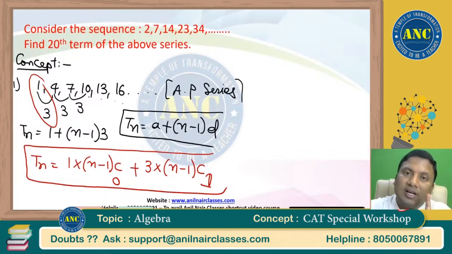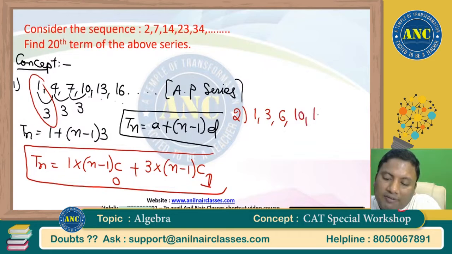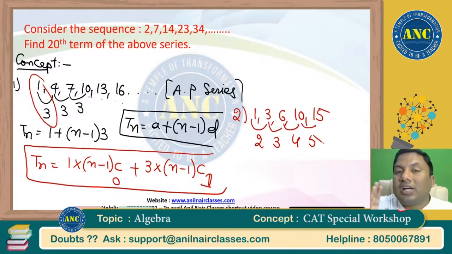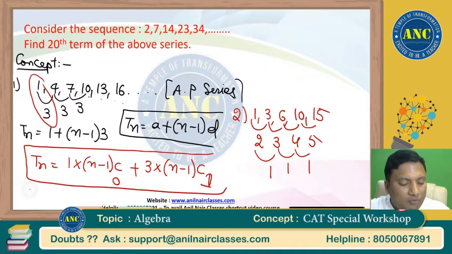Listen carefully, sir. You will understand when the difference between the terms is constant in 2 steps, 3 steps. For example, if the question is 1, 3, 6, 10, 15. Listen carefully. These differences are 2, 3, 4, 5. The difference is not constant in one step. Go to the second step. These are 1, and it is 1. Now we have to write the nth term.